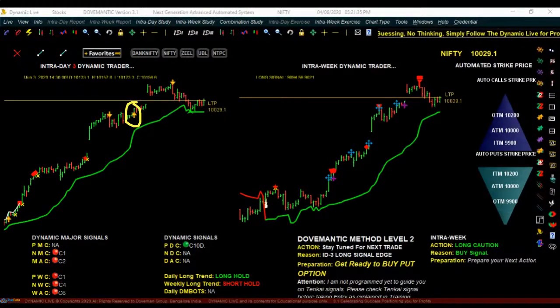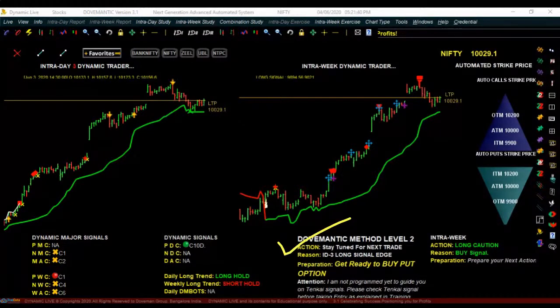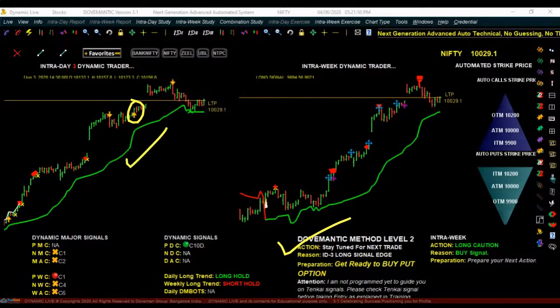In the second step, we will do everything that we have discussed in the first step. But the only addition here is, whenever the action tells you to buy a call option, let us say at this point it said buy call option now, or whenever it tells you to buy a put option, before you enter into a trade, check the intraday 3 long signal and intra-week long signal.